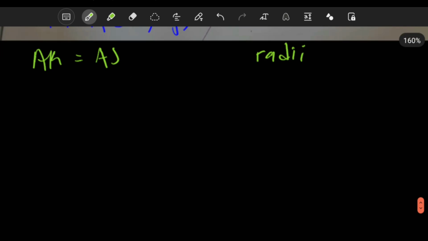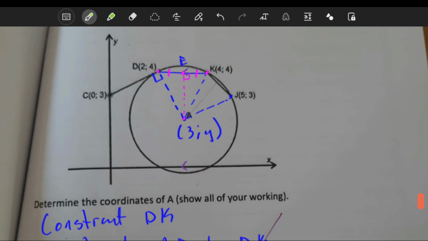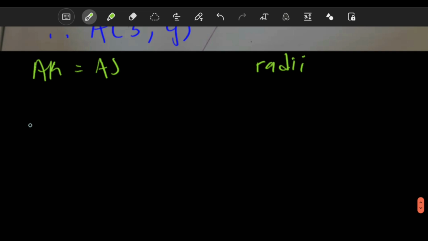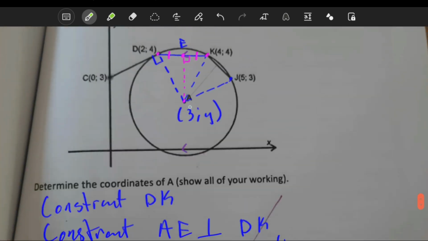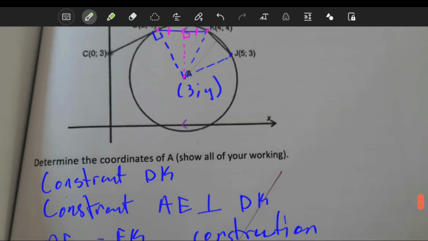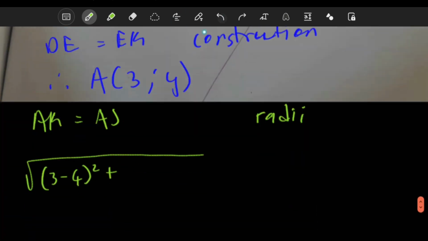Like that, right? And then what else, bro? Let's say here AK, if you use the distance formula, you're going to have the square root of, let's use the x values first. 3 minus 4, the whole thing squared. And then here y minus 4, the whole thing squared.